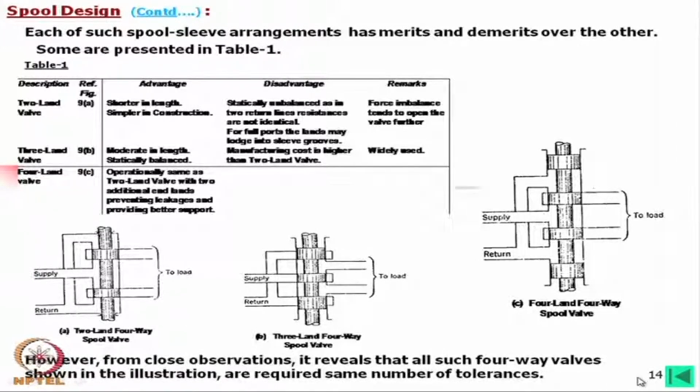However, from close observations, it reveals that all such four-way valves shown in the illustrations require the same number of tolerances. That means tolerances, say this width, and this length, here this length, in relation to this length, all have to relate with close tolerances. So if we think in terms of tolerances, it will be the same for both, but obviously this will be more expensive than this one.